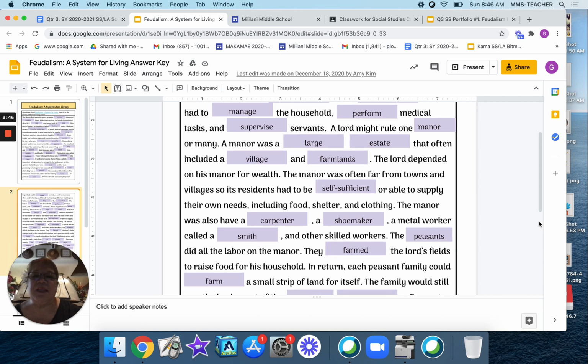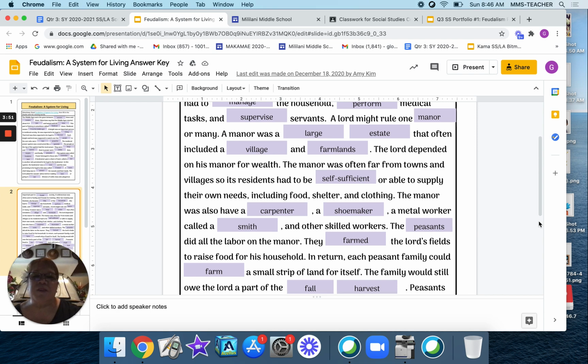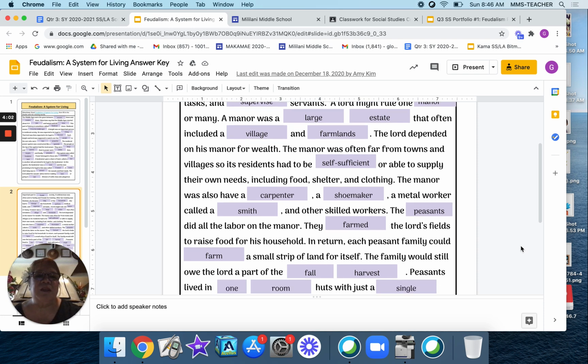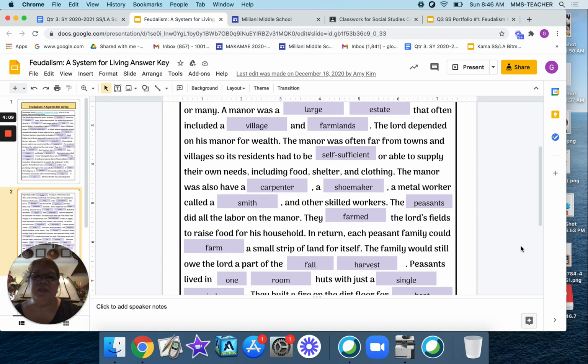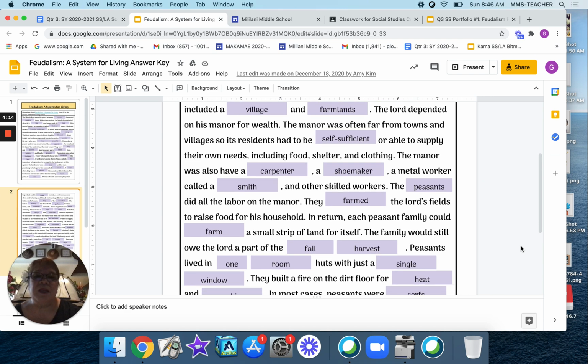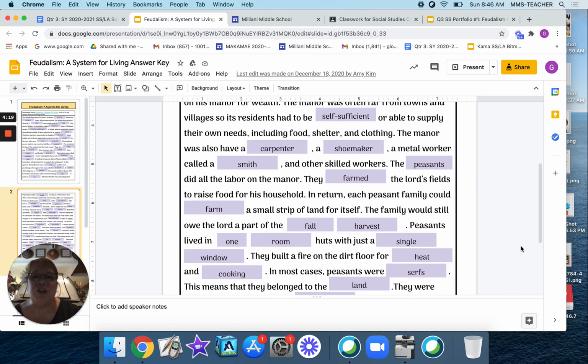The peasants did all the labor on the manor. They farmed the lord's fields to raise food for his household. In return, each peasant family could farm a small strip of land for itself. The family would still owe the lord a part of the fall harvest. Peasants lived in one-room huts with just a single window. They built a fire on the dirt floor for heat and cooking.